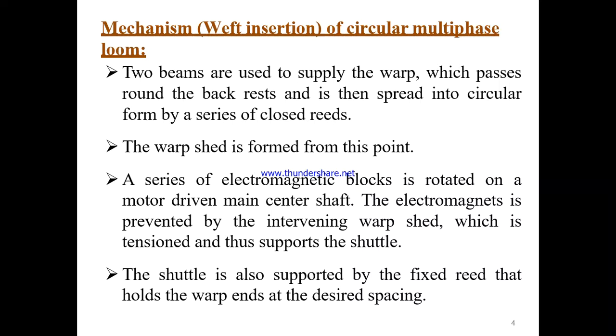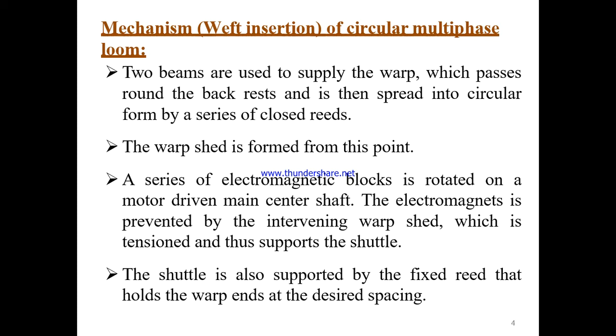Now the mechanism, the weft insertion mechanism of the circular multi-phase loom. Two beams are used to supply the warp, as I have already mentioned, which passes around the back rest and is then spread into circular form by a series of closed reeds. The warp shed is formed at this point. A series of electromagnetic blocks is rotated on the motor-driven main center shaft. The electromagnets are separated by the intervening warp sheets, which are tensioned and thus support the shuttle.